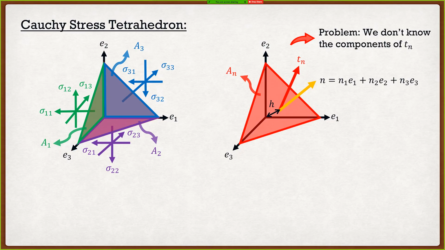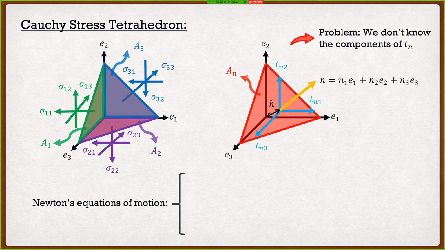Well, the first thing that we're going to do is split this Tn into components. So we're going to have Tn1, Tn2, as well as Tn3. These are going to be the components of Tn along those basis vectors. Again, we don't know what they are, but that's what we're going to try and solve for. How do we do that? Well, we do that with Newton's equations of motion.